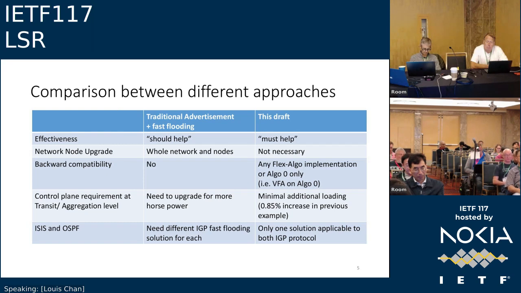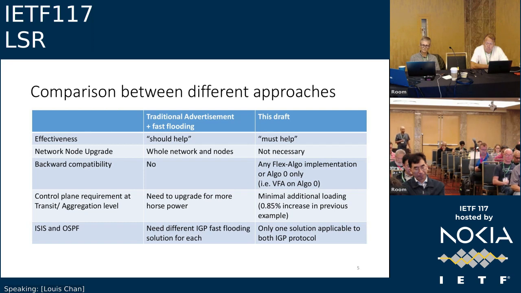Faster forwarding should help, but there may be some other problems to solve. For example, maybe you need to do some kind of route damping, because fast forwarding may have issues in some cases. If BGP is distributed into IGP, then you have to do some damping as well. And then the second is the network node upgrade. Because with this method, you need the whole network and all nodes to upgrade. But in this draft, we don't need all the nodes to upgrade, because we have backward compatibility, which is the next one.